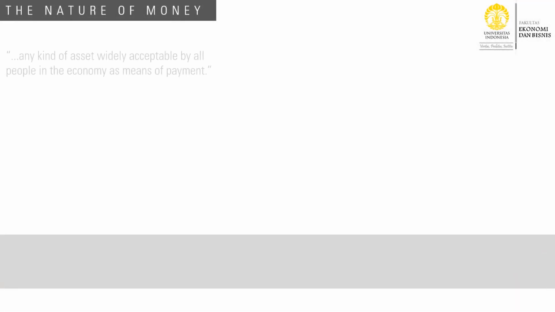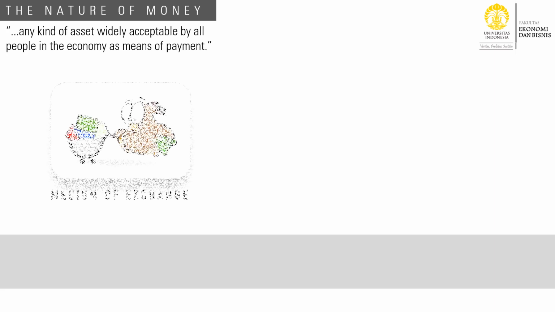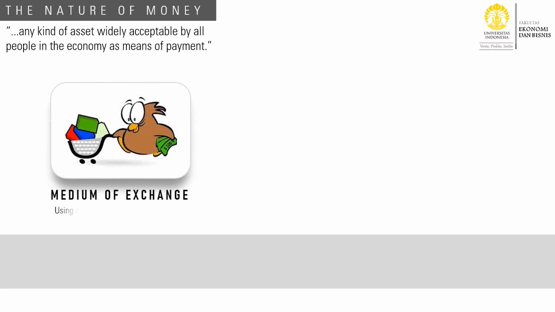Money basically is any kind of asset widely acceptable by all people in the economy as a means of payment. Therefore, the first and the most important function of money is as a medium of exchange. You exchange your money with goods and services you would like to purchase from sellers. How much do you have to exchange your money? It of course depends on the value of the goods and services that you would like to buy.